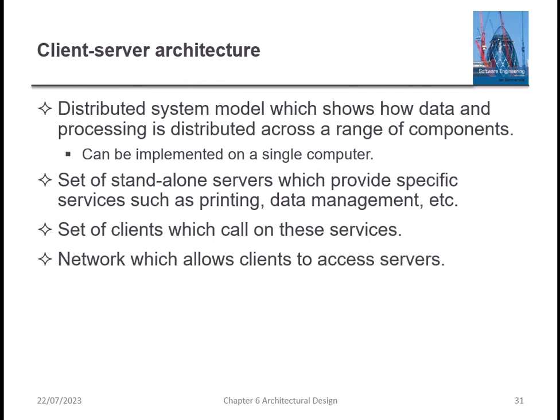Now let's discuss the client server architecture. It is a distributed system model which shows how data and processing are distributed across a range of components. It is a set of standalone servers which provide specific services such as printing and data management, a set of clients which call on these services, and a network which allows access. So client server shows there will be one client and one server. One client will approach one server. Clients can increase, servers can also increase.